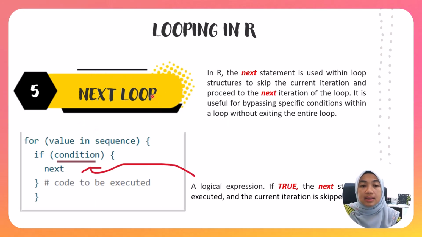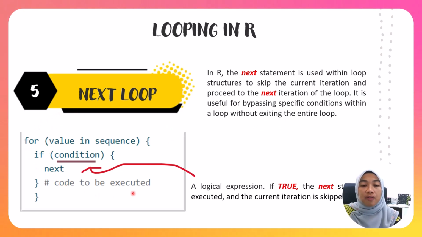And the last type of looping is the next loop. So what is the next loop? The next loop is used within loop structures to skip the current iteration and proceed to the next iteration of the loop. It is useful for bypassing specific conditions within a loop without exiting the entire loop.